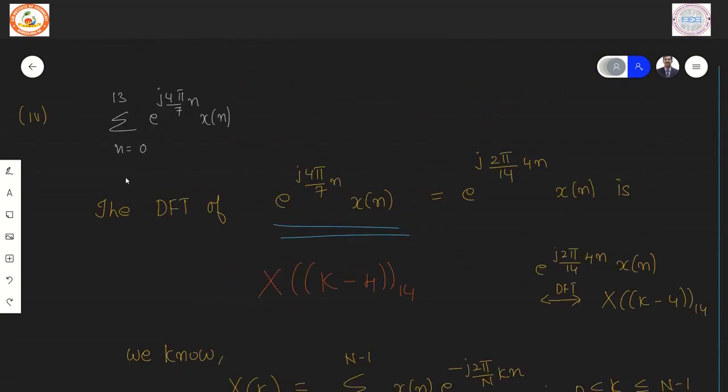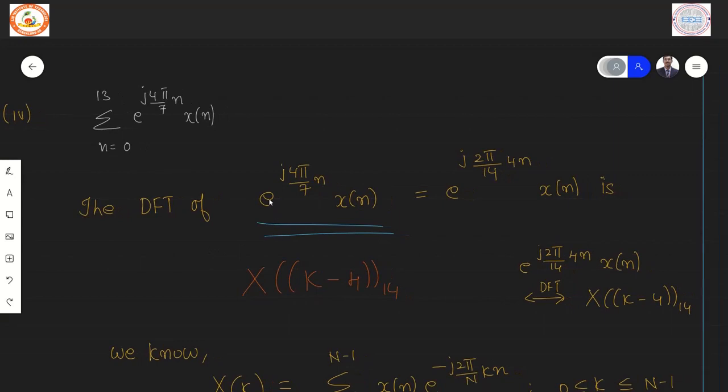The fourth term is summation n from 0 to 13 e power of j 4 pi by 7 n x of n. Now to solve this, we can compute the DFT of e power of j 4 pi by 7 n x of n. This is the same as e power of j 2 pi by 14 into 4n into x of n.